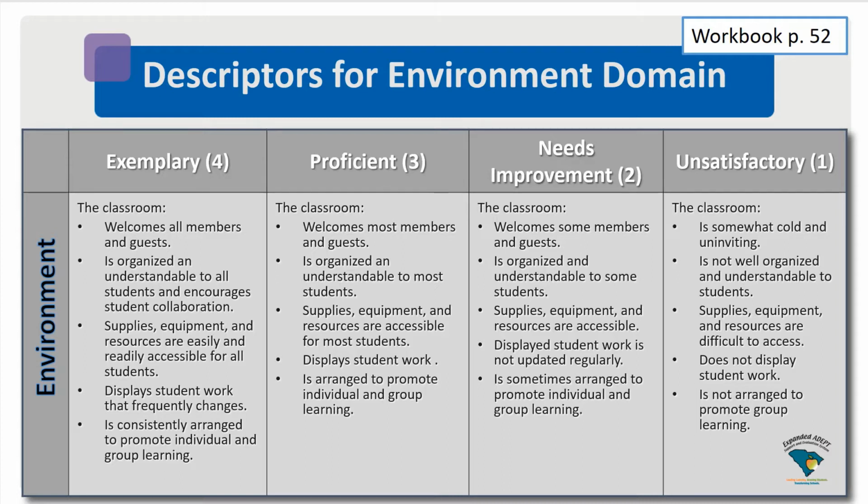The environment domain has 4 indicators: expectations, managing student behavior, environment, and respectful culture. When you look at the rubric, remember to focus on the proficient column. The proficient column corresponds to rock-solid teaching, or, as research shows, produces a year's worth of student growth.